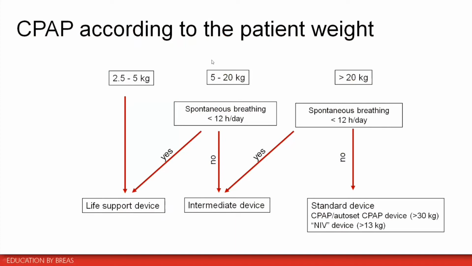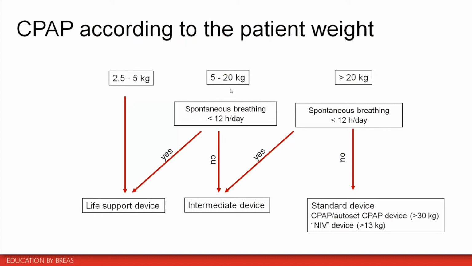If the child weighs, and once again this is approximate, but we don't have any other indication, more than 5 kilograms, we will go through intermediate devices, except if the child needs to be ventilated for a long time, like we said, more than 12-16 hours per day, in which case we will choose a life support device preferentially. Otherwise, we can try an intermediate device, and many times we can have flow detection that is correct enough to have some data.